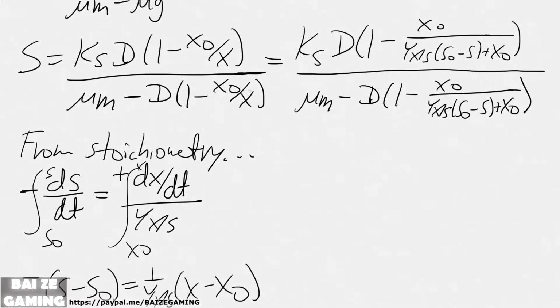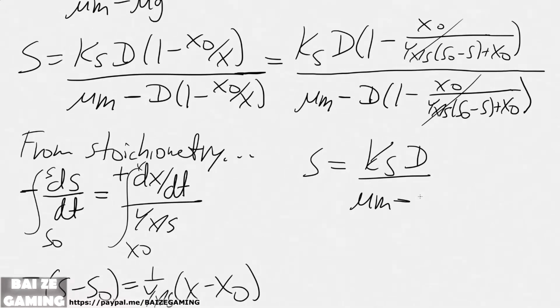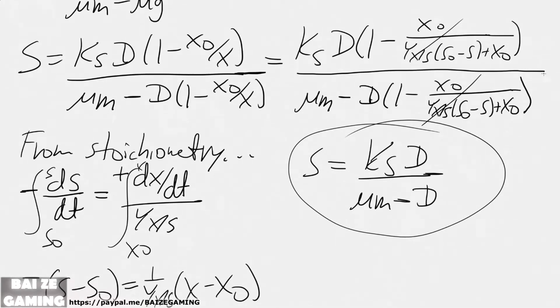Out of curiosity, let's see if we set x naught to be 0, will we get the same equation as we did before? The case where x naught is 0, can we retrieve that equation again? Let's see. So if you set x naught to be 0, the whole thing gets knocked off, and you get S equals this. And then yeah, you get what you got before.